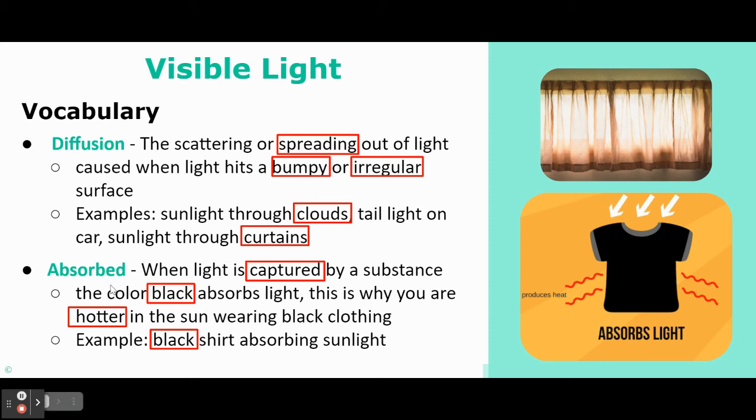And then we've got the word absorbed. Absorbed is when light is captured by a substance. The color black absorbs light. This is why you're hotter in the sun wearing black clothing versus wearing a white or light colored shirt, because that black is absorbing all of that light. And the example is the black shirt absorbing sunlight. Make sure you're writing down everything that's in red.